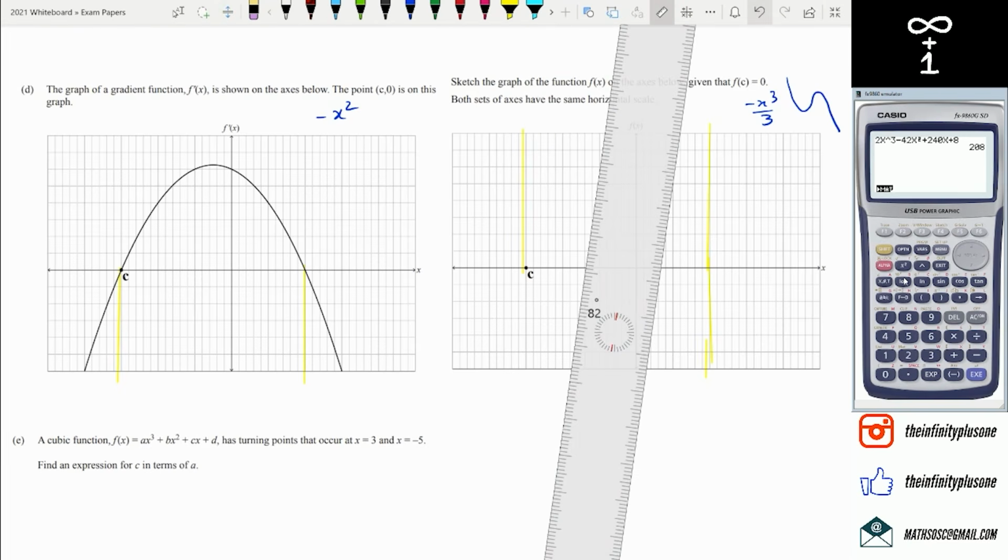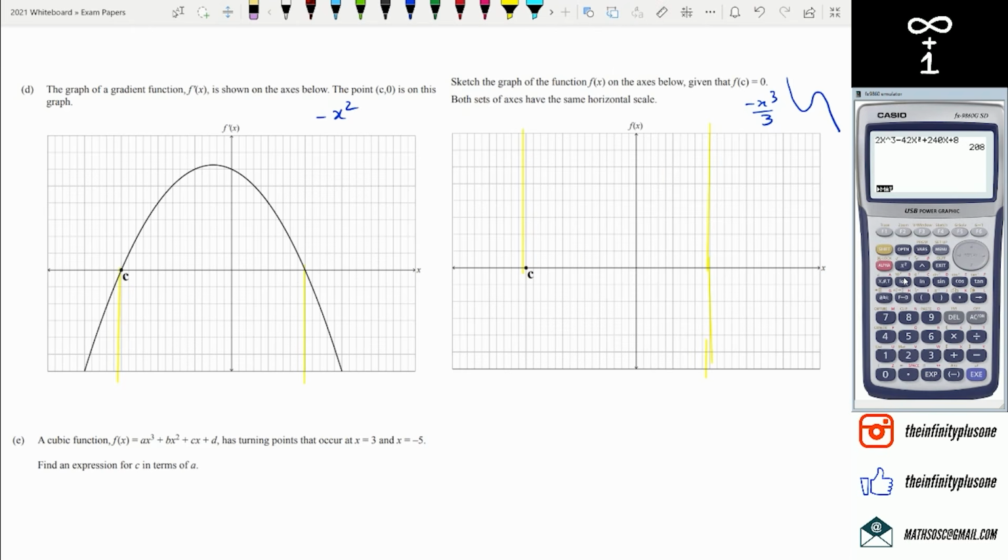So that's where my turning points are happening, right? So where the yellow line is. So what are some of the information that I know? It says the point C0 is on the graph. And it also says given that f of c is equal to 0, which means that f of c is equal to 0 is a turning point. All right, so that's this point right here. I'm going to show you guys where it is. So that's this point right there.